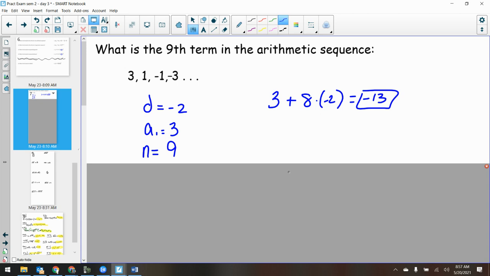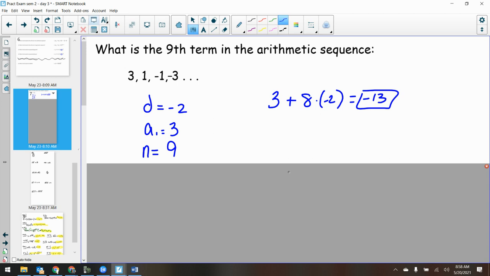No, that's fine. You can repeat it anyway. Yes, sir. How do you get 3 plus 8? A sub 1 plus, so a sub 1 is 3, right? Plus n minus 1. This 8 is n minus 1, 9 minus 1, so 8. And then that's times your d value, your constant difference. Okay, so that's arithmetic sequence.